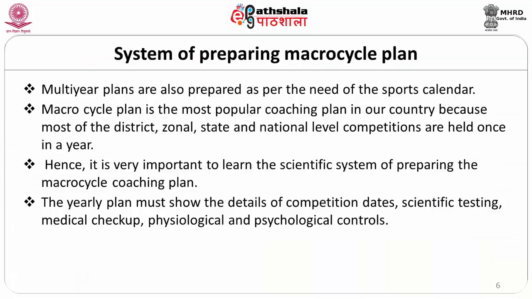Macrocycle plan will be also easy to prepare and execute. The scientific system of preparing a macrocycle is very simple. 6 to 8 microcycles with their aims will make one mesocycle, and 3 to 5 mesocycles will make a macrocycle plan. Multi-year plans are also prepared as per the need of the sports calendar.